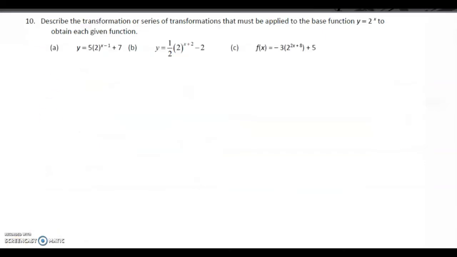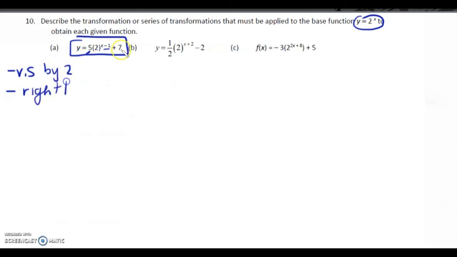Okay, number 10. Describe the transformations or series of transformations that must be applied to the base function y equals 2 to the x to obtain each given function. Okay, so A is going to be this equation here. We have a vertical stretch, I'm going to put VS by a factor of 2. So I'm going to short form it, but make sure that you're doing the long form on a test. Okay, right 1, up 7.